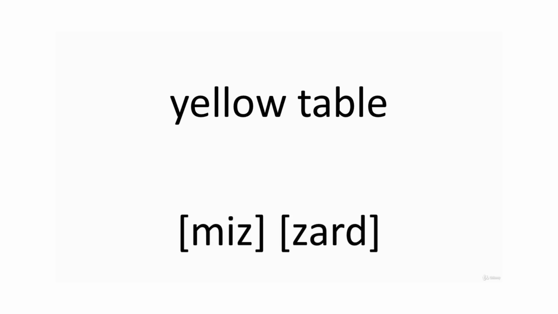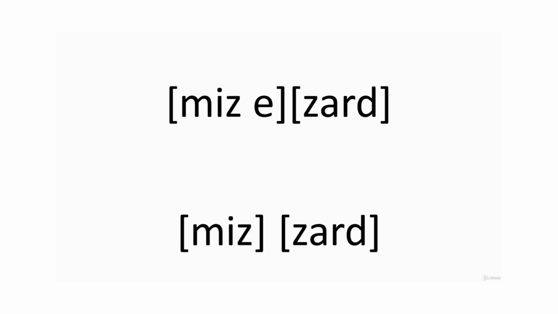For example, yellow table. What's the main word we want to talk about? Yellow or table? It's table. So we say table first, then yellow. We have miz and zard. We use an E sound to relate adjectives to their nouns. Mize zard.